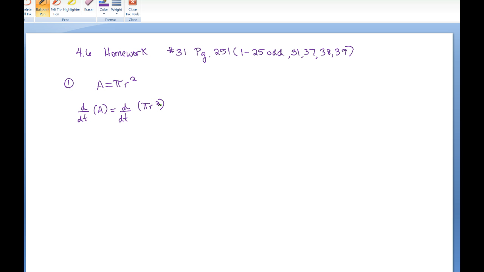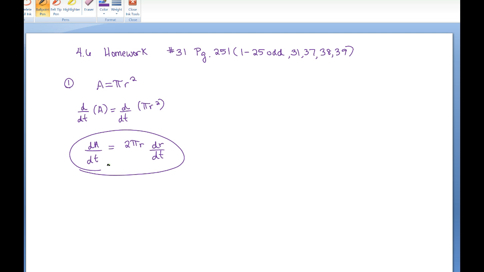Okay, so on the left side it's just dA/dt. On the right side, well, just look at pi r squared, so the 2 is going to go to the front, so it's going to be 2 pi r to the first times dr/dt. And that's it. That's all you have to do there. Make sense? Questions? That was just implicit differentiation. We didn't even have to plug anything in.